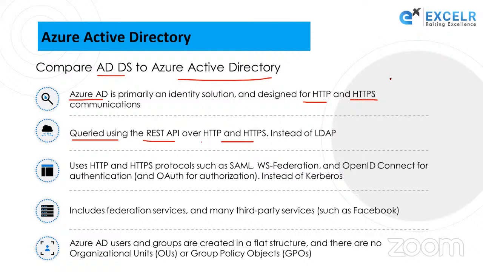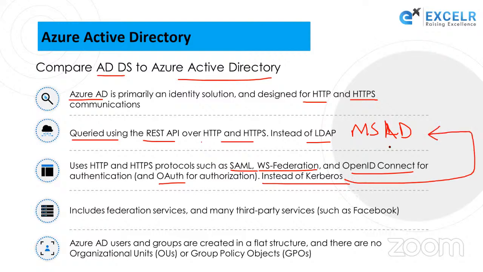Whenever I am using the MS Active Directory, I am using the LDAP protocol, the Lightweight Directory Access Protocol. Whenever you use your Azure directory, you use HTTP and HTTPS protocols such as SAML, Web Identity Federation, and OpenID Connect for authentication, and OAuth for authorization, instead of Kerberos authentication. Kerberos is again tied to your Microsoft Active Directory, which is on-premise.